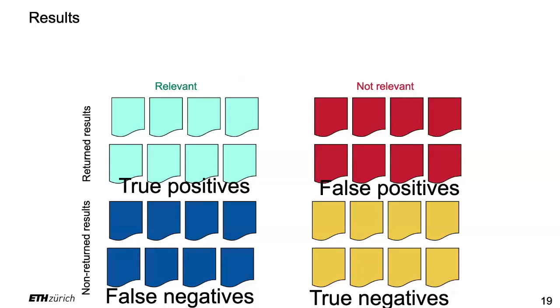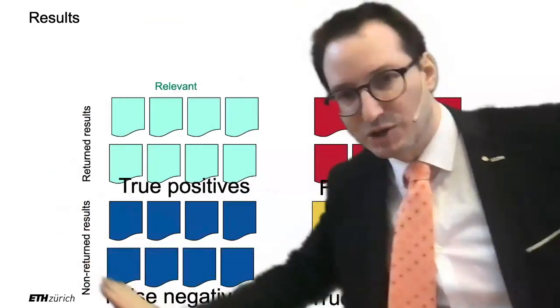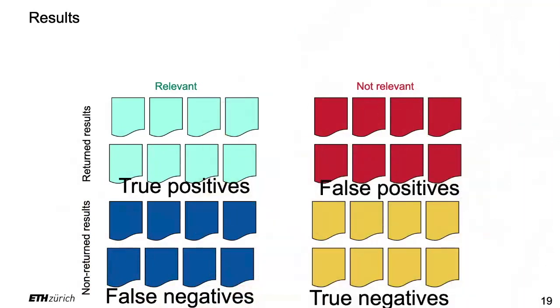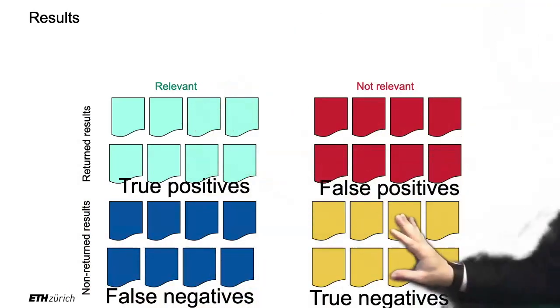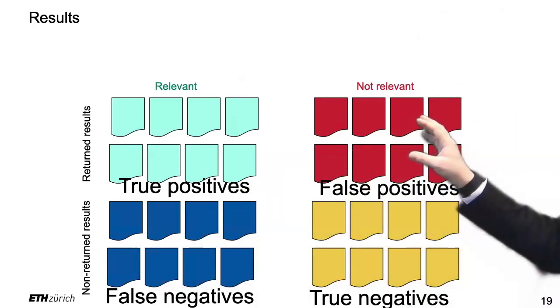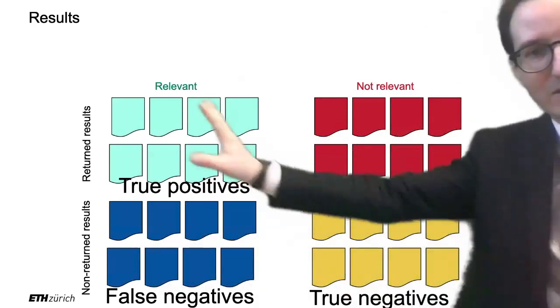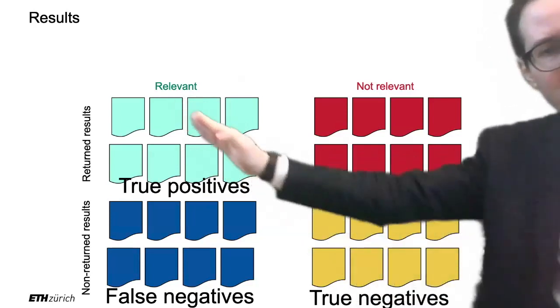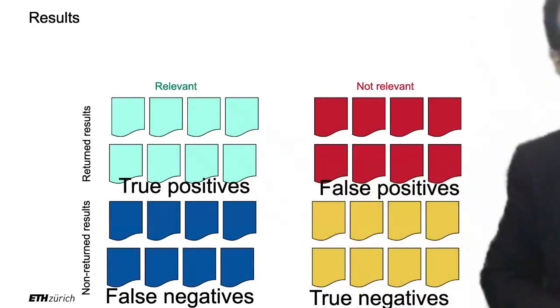So if you look at this whole two-dimensional classification of all the documents, you have the entire collection here classified in 4 categories. We like this, we like this, we don't like this, we don't like this. Okay? So ideally, we would only have documents in the diagonal right here.